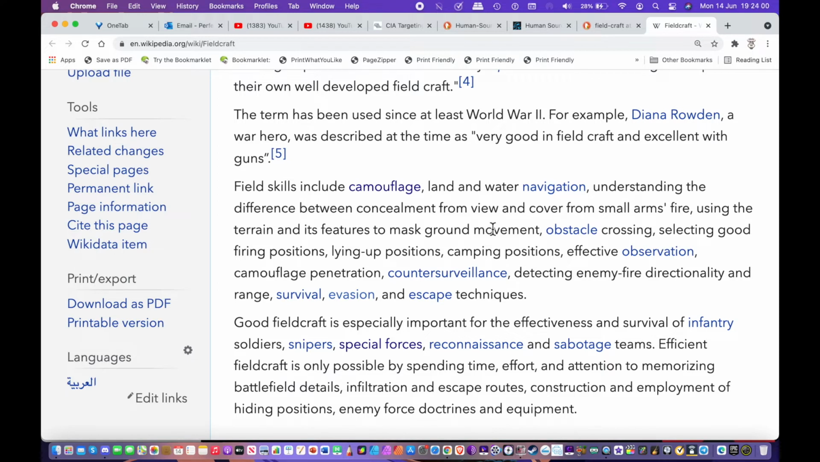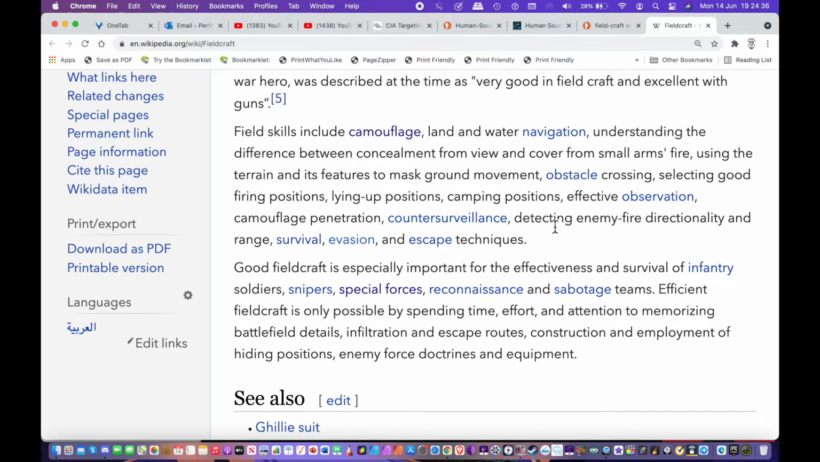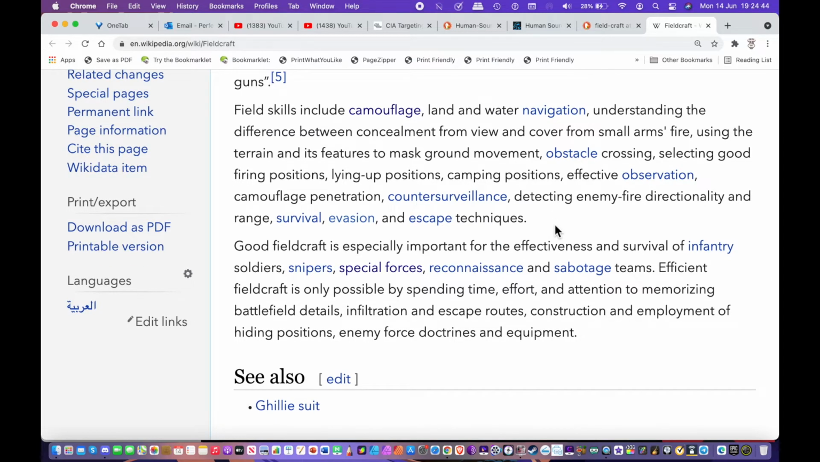Field skills include camouflage, land and water navigation, understanding the difference between concealment from view and cover from small arms fire, using the terrain and its features to mask ground movement, obstacle crossing, selecting good firing position, lying up positions, camping positions, effective observation, camouflage penetration, counter surveillance, detecting enemy fire, directionality and range, survival, evasion and escape techniques.